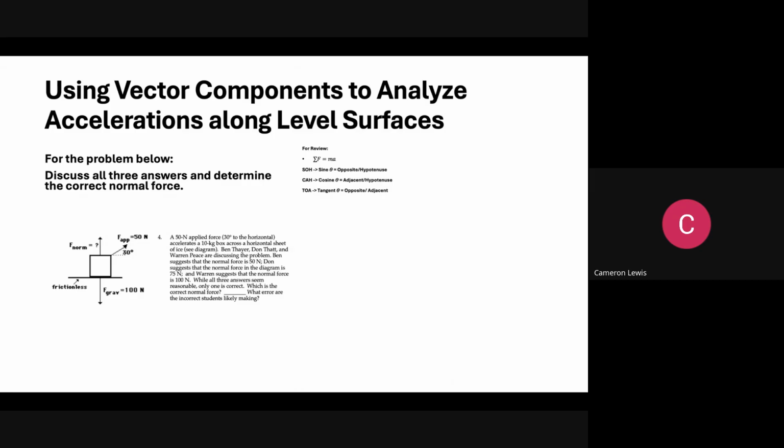Okay. Anybody else for why you picked Ben? I think when you go to make the y-axis forces equal, 75 and 100 are going to be too much when you add it to the extra y force from your triangle. Okay. Anybody else for Ben? Anything different?